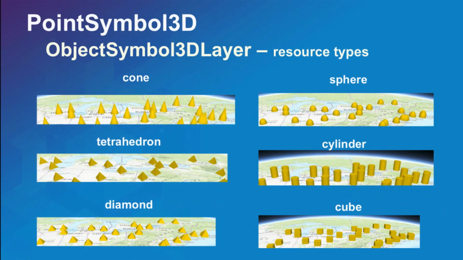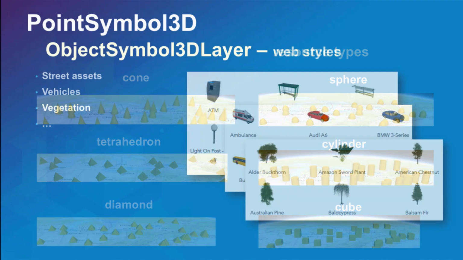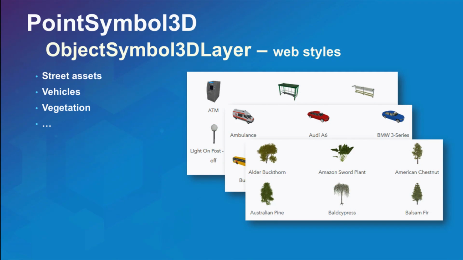And so these are the different resources you have available to you for object symbol 3D layers. These are just simple 3D shapes that you can use right out of the box. But Joe, would you like to explain these other resources that are new to the API as of this latest release? Sure, yeah. So apart from the primitives, there is actually already the option to have your own 3D model. So you could potentially model your own, I don't know, chair and then use that one.